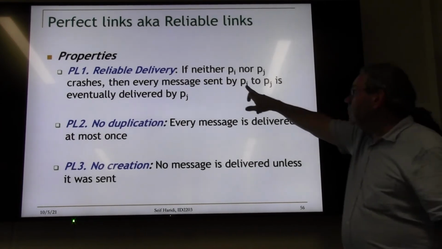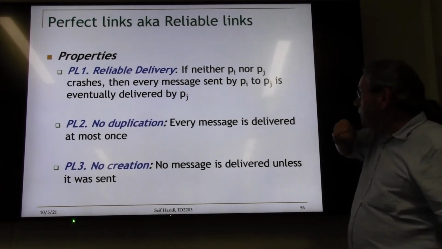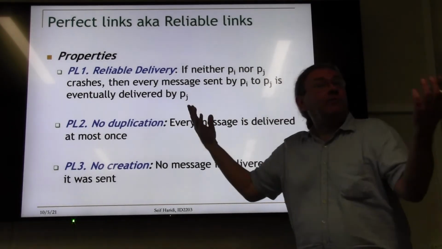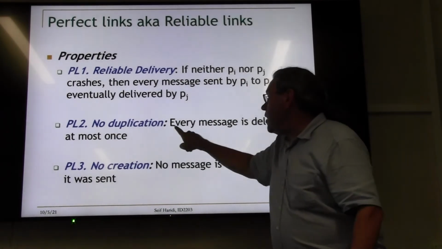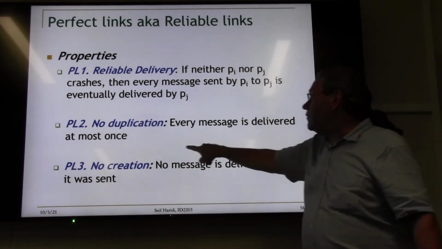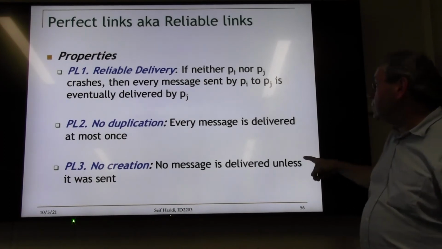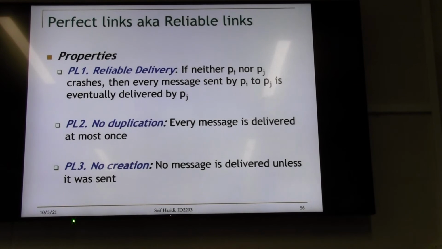Reliable delivery: if Pi and Pj are both correct, then every message sent by Pi to Pj is eventually delivered. Perfect, no loss. No duplication: every message is delivered at most once. That's great, not more. And no creation: the network is not going to create messages. That's all I need. So I send a message, it arrives exactly once. Okay?